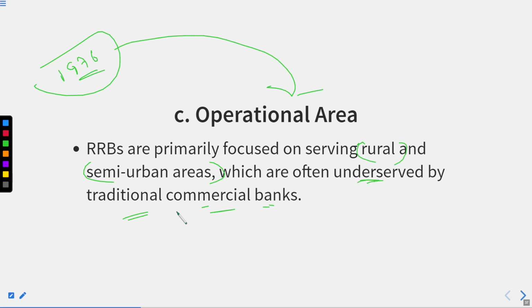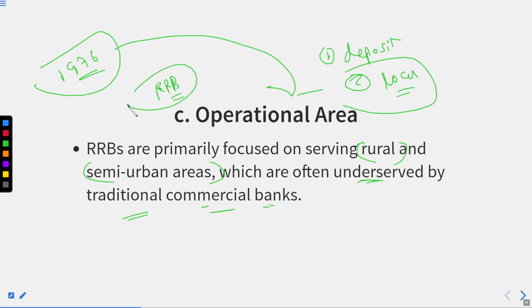It means that the traditional commercial banks do not prefer to open their branches there because they may not get an appropriate deposit to be part of the capital, or even if they manage it, they will not get people to take loans at a high interest rate. Okay, so that's why RRBs are the main source of banking business in these areas.